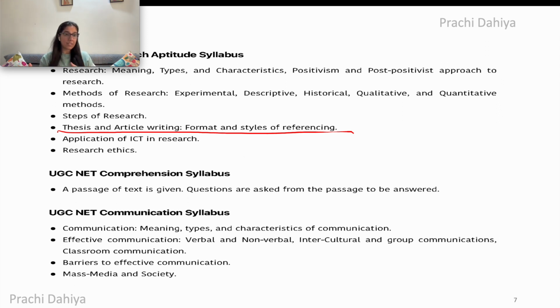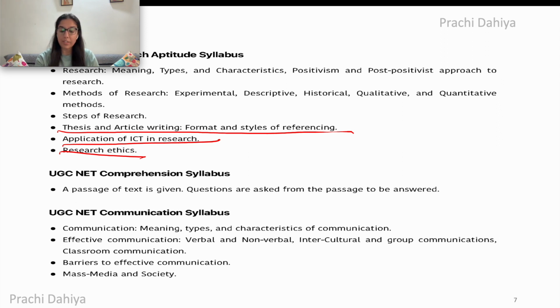So everyone has a different style, so you have to remember. Then application of information and communication technology in research, so questions related to that, and research ethics. These kinds of questions can also come in the exam. So please be prepared with this, okay, because the name of this paper is General Paper on Teaching and Research Aptitude, so good questions will be expected on this.